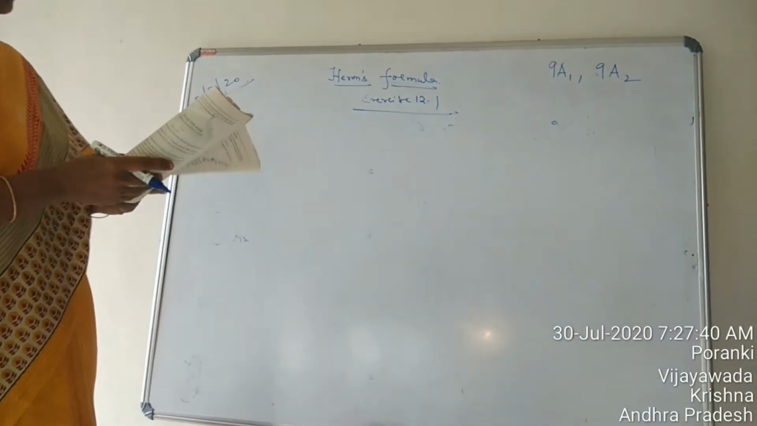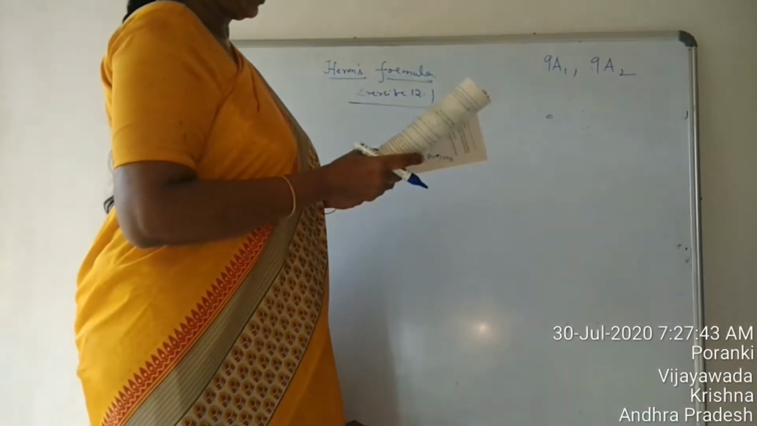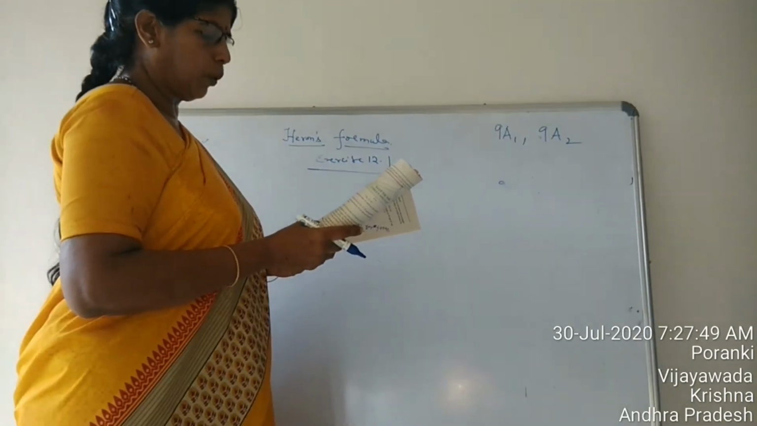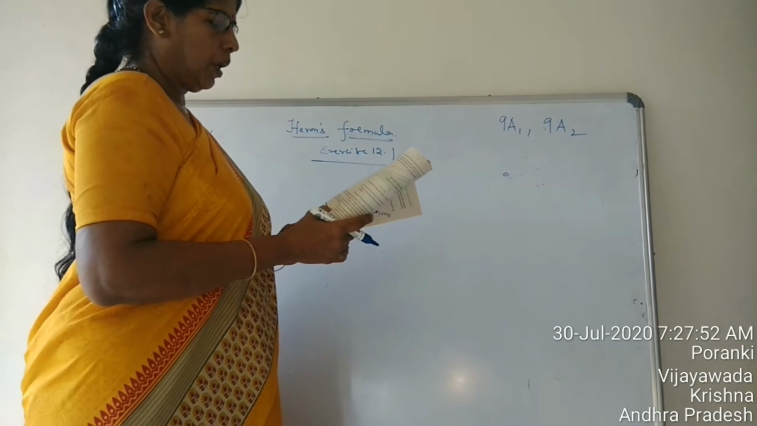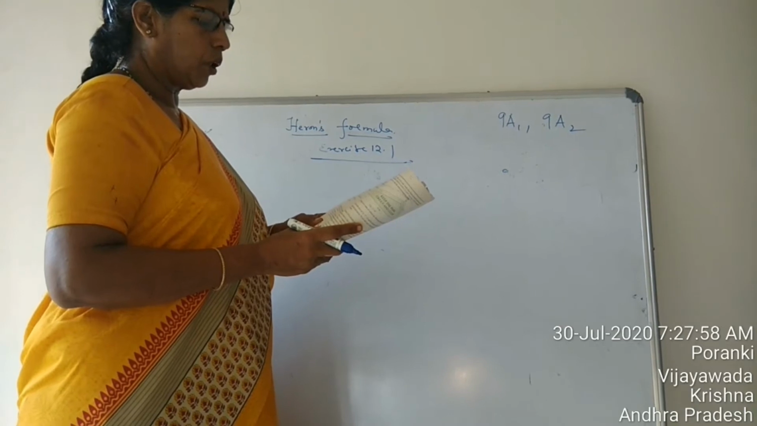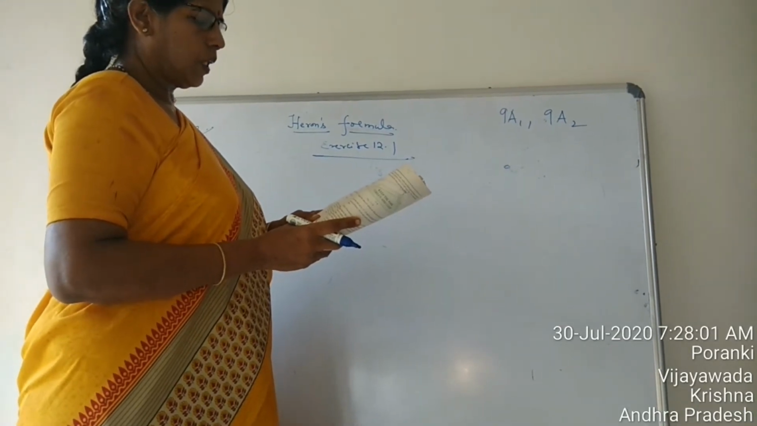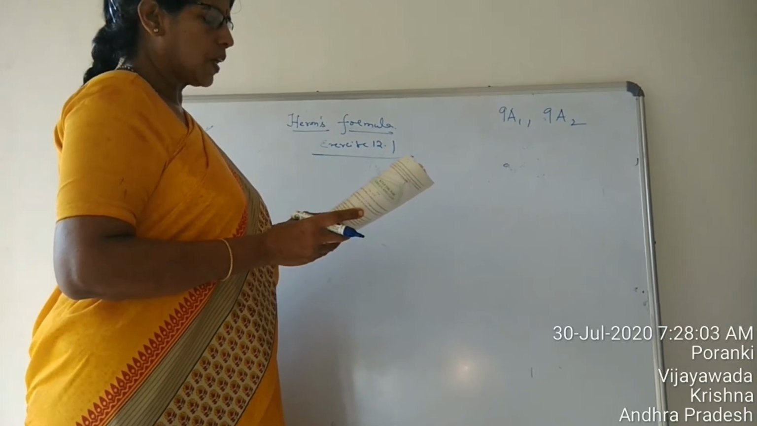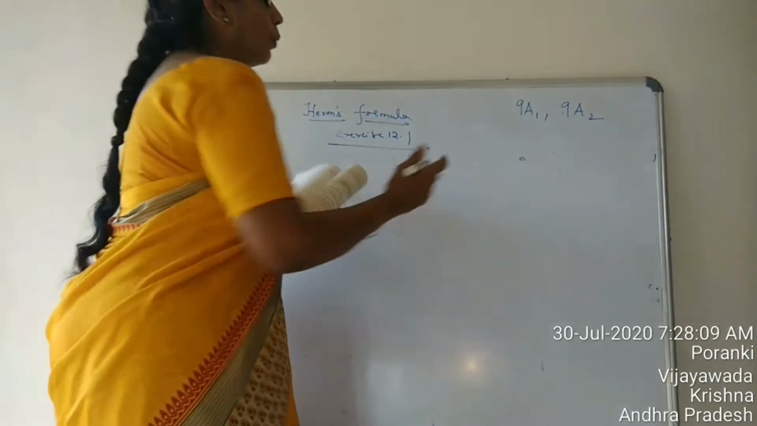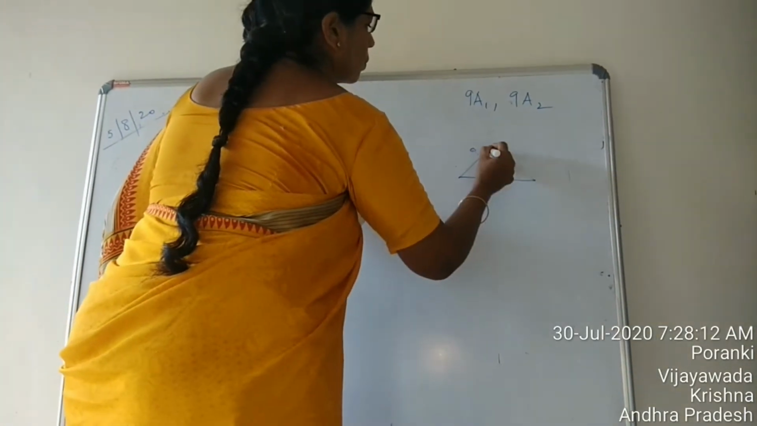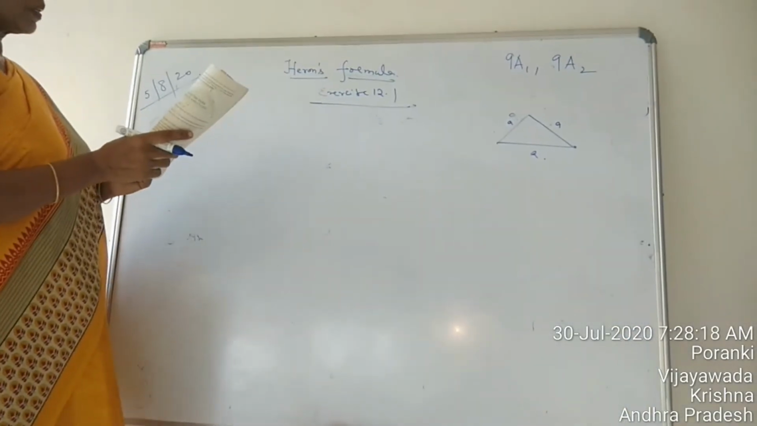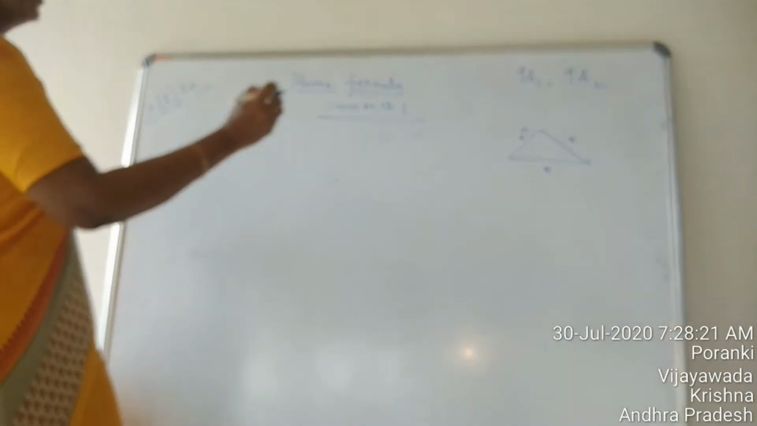A traffic signal board indicating school ahead is an equilateral triangle with side A units. Find the area of the signal board using Heron's formula, and if the perimeter is 180 centimeters, what will be the area of the signal board? The signal board is an equilateral triangle having the slogan on it, school ahead, with side A units.